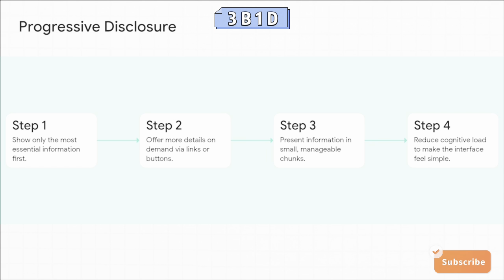First, you show only the absolute essentials, just what the user needs to get started. Then, you let them ask for more information if and when they need it, maybe by clicking a Learn More link or an Advanced Settings button. By breaking everything down into these small, bite-sized pieces, you dramatically lower the mental effort, what we call cognitive load, and it just makes the whole experience feel simple and easy.